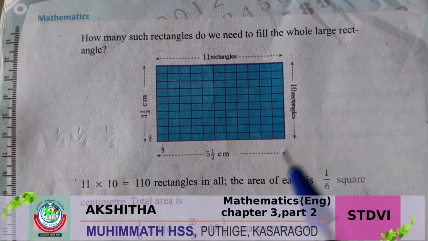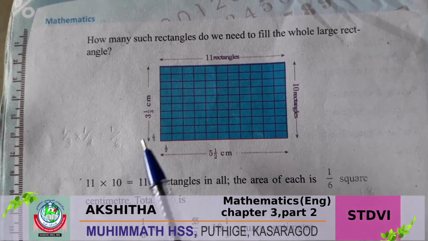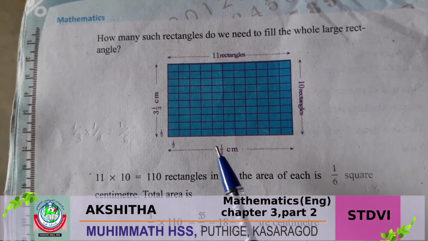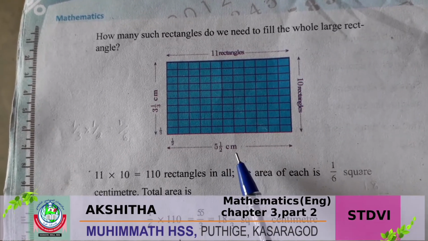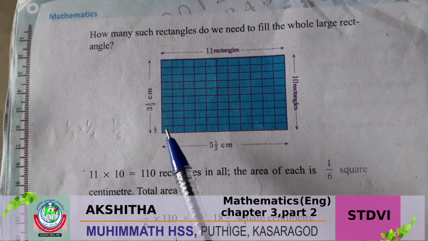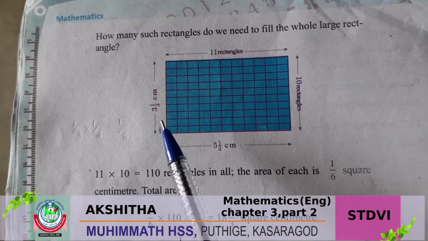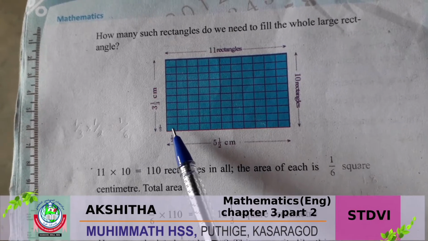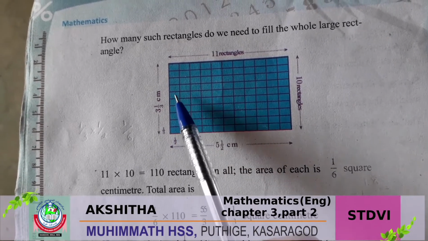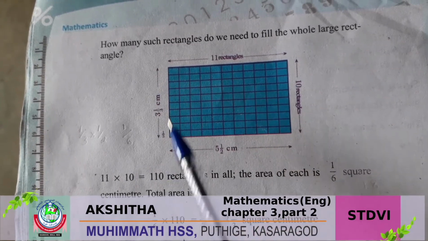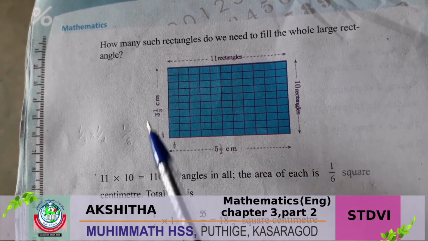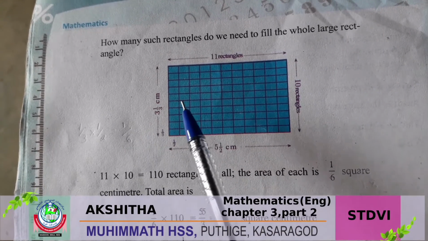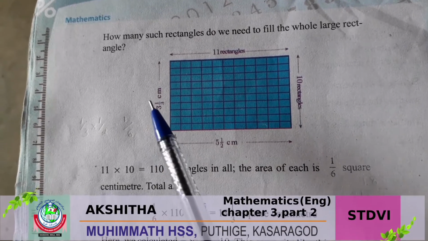Let us find out the area of this. Look at the breadth here, 3 1 by 3 centimeter. Length 5 1 by 2 centimeter. So here, 3 1 by 3. How many 1 by 3 parts are there? We can make 1, 2, 3, 4, 5, 6, 7, 8, 9, 10 rectangles. Here we will get 10 rectangles. 1 by 3, 10 times. 3 1 by 3.